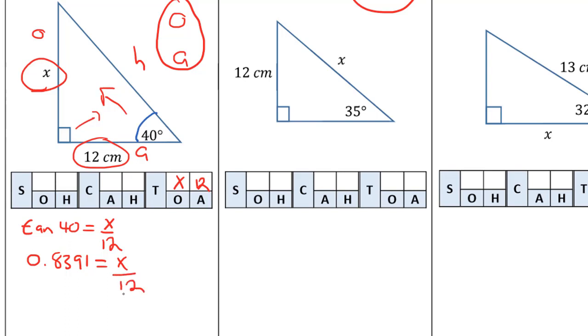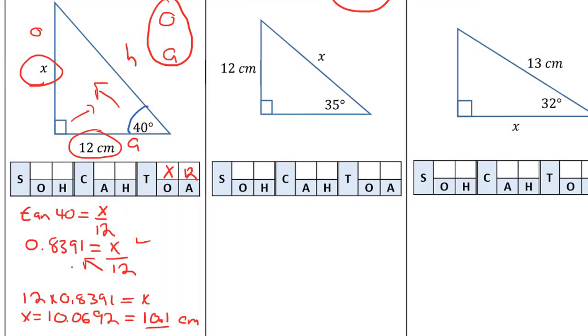And now what we're going to do is cross multiply to move the 12 over to that side to get x by itself, and we have 12 times 0.8391 equals x. When I typed this in on my calculator, I ended up getting x equals 10.0692, and when I round that to one decimal place, I ended up getting 10.1.